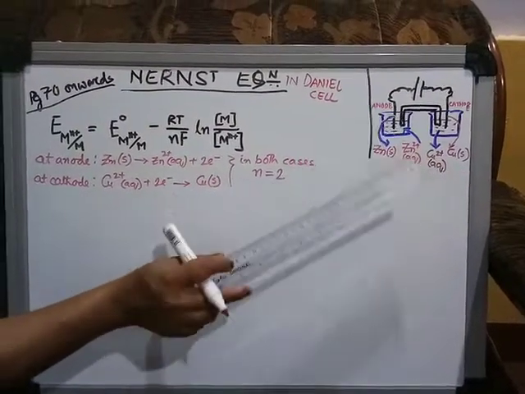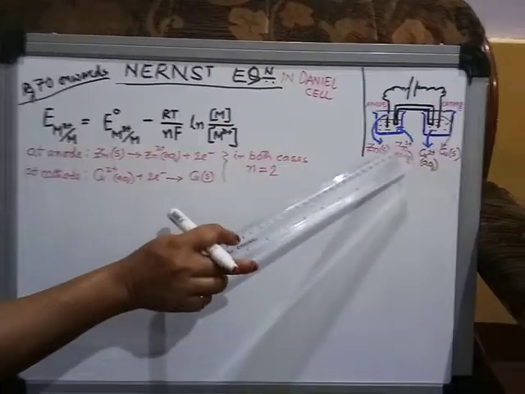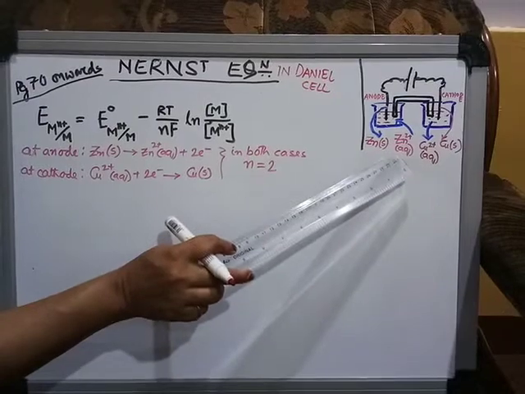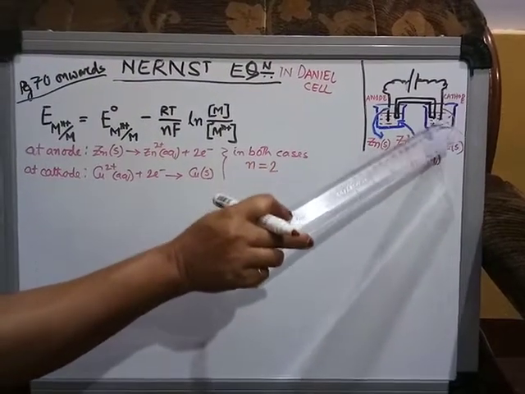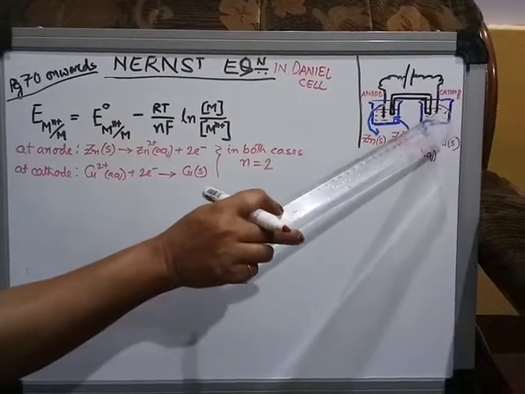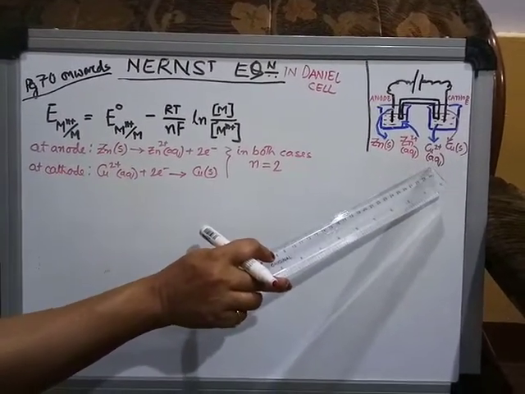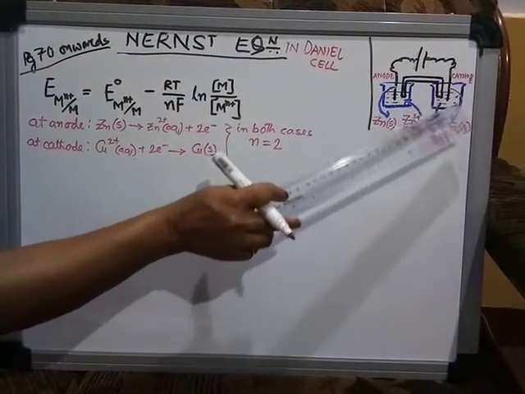You remember your anode was a zinc rod, zinc solid dipped in zinc sulfate. Zinc sulfate we are representing as Zn2+ aqueous. And your cathode was copper solid dipped in copper sulfate solution, Cu2+ aqueous. So this is how your anode looks, and this is how your cathode looks.